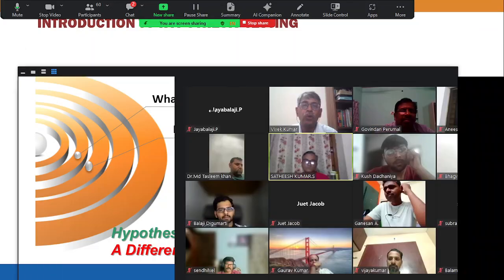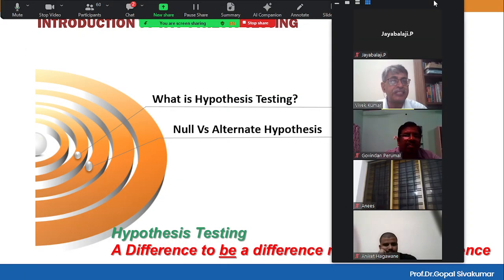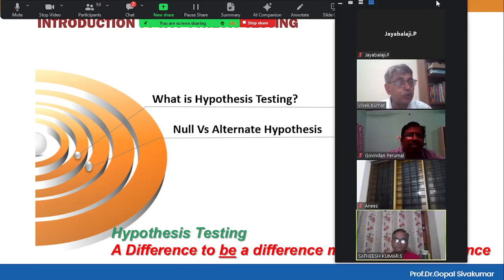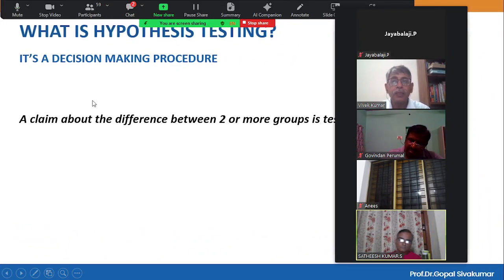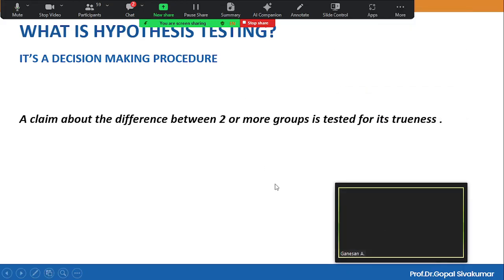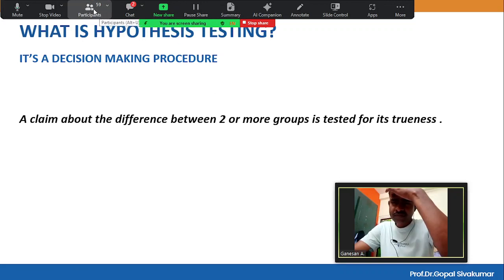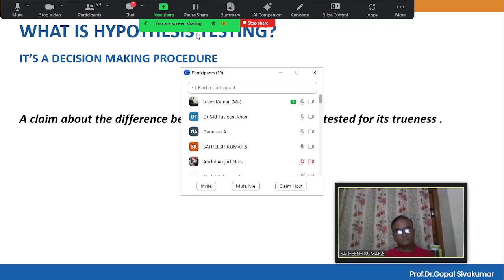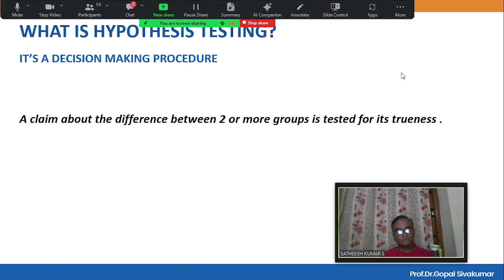So are you able to understand that hypothesis testing is a decision making procedure, and it is conducted to establish whether there is a difference in the two samples that we are testing. So a claim about the difference between two or more groups is tested for its trueness.